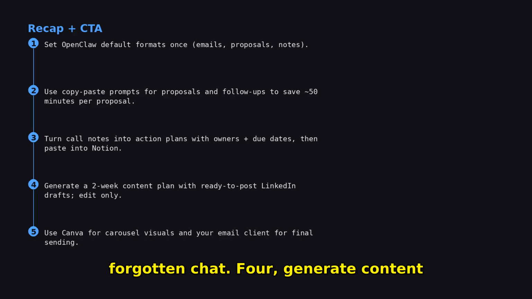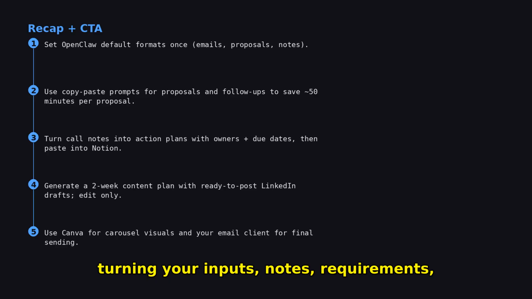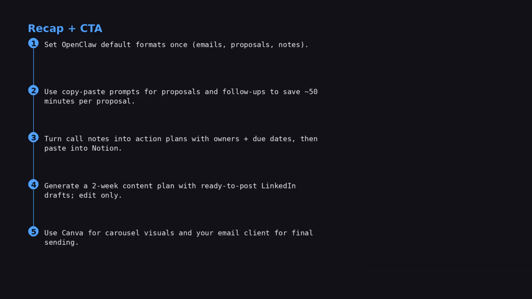4. Generate content that's ready to post. Ask OpenClaw for a 2-week plan with hooks, CTAs, and full LinkedIn drafts. Then do quick edits, not full rewrites. 5. Finish the job with your existing tools. Canva for visuals, like carousel slides, Notion for organization, and Gmail/Outlook for sending. Here's the mindset shift. OpenClaw isn't just for writing. It's for turning your inputs, notes, requirements, client goals, into structured outputs you can execute.